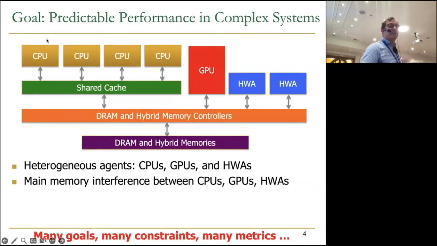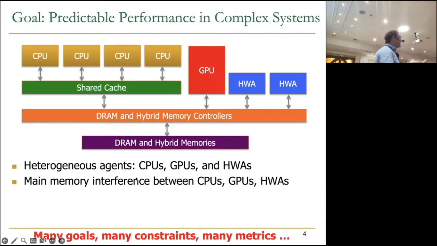As you can see over here, there are general purpose cores, there are more special purpose cores, hardware accelerators, there are GPUs, and there's sharing that happens at different levels. And then memory is also getting complicated. You can see that there's heterogeneity. We discussed that last time. We're going to discuss it a little bit more today.